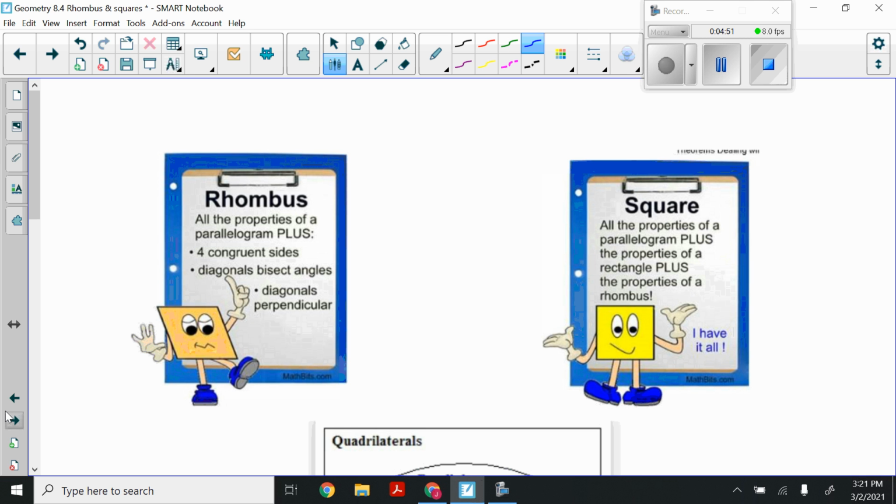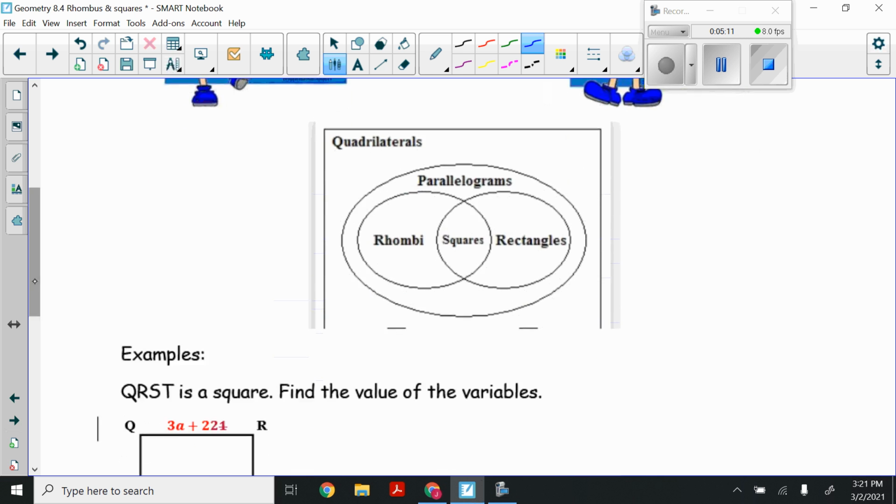The diagonals bisect angles and the diagonals are perpendicular. A square, all the properties of a parallelogram, plus all the properties of a rectangle, plus all the properties of a rhombus. A square has everything. So all the properties that we have learned about is a square. So then I just put a Venn diagram. So in the great big, we have quadrilaterals. These are four-sided polygons. Then we have parallelograms.